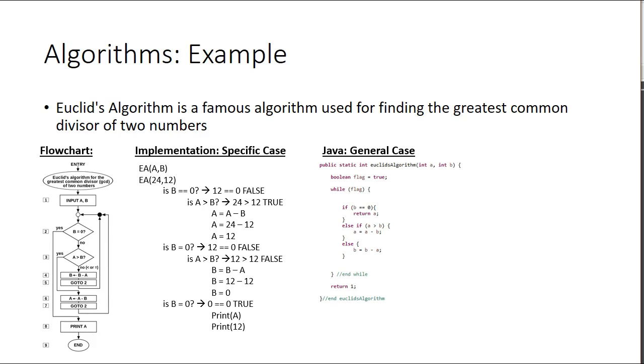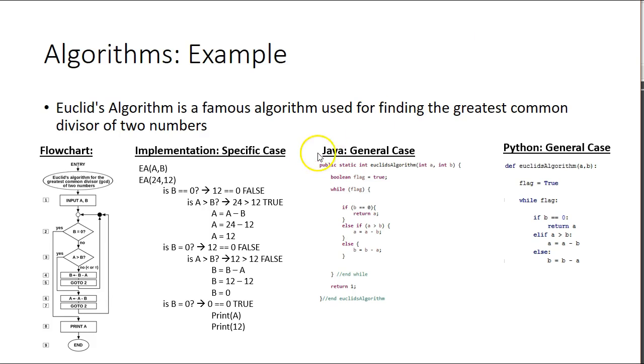So you can program what's called a general case. So now what you can see here is a general case implementation of Euclid's algorithm in Java and a general case implementation of Euclid's algorithm using Python. So I can now give any two numbers and immediately get the greatest common divisor of those two numbers.